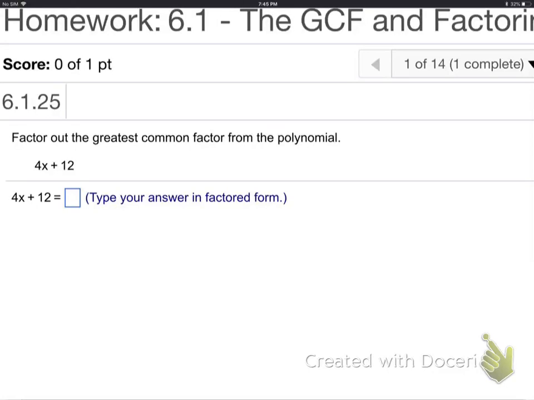All right, so here we are. So 6.1. We're talking about factoring out the greatest common factor from a polynomial. So the question is, the 4x plus 12, they want me to factor it. Now, what does that mean, factor?